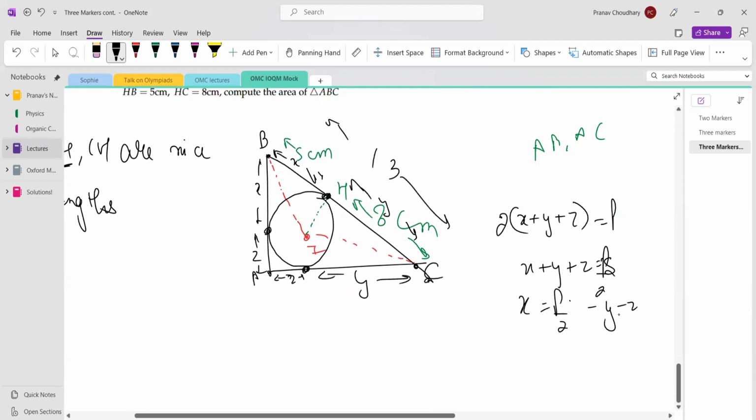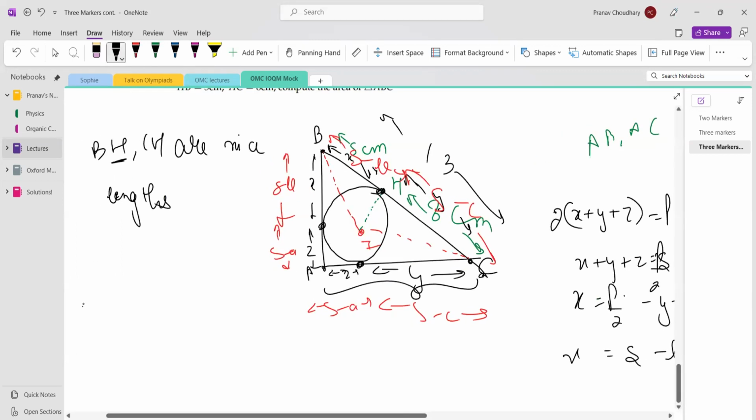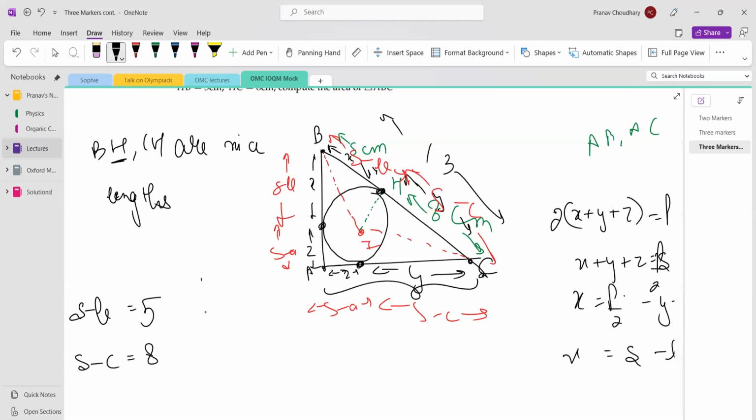What is Y plus Z? Y plus Z is AC, which is B. So X is S minus B. So basically, this length is S minus B. This length comes out to be S minus C, S minus C, S minus A, S minus A, S minus B. So basically, all the lengths related to the incircle are nice. That is the intuition. So now you have S minus B is 5, S minus C is 8, and you also get that this length is C and this length is B.